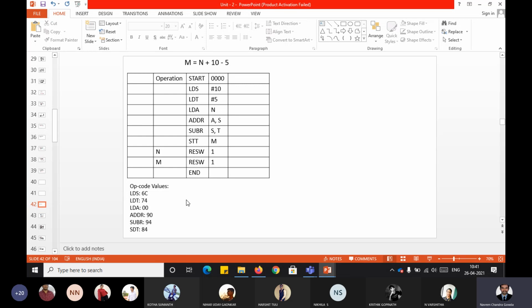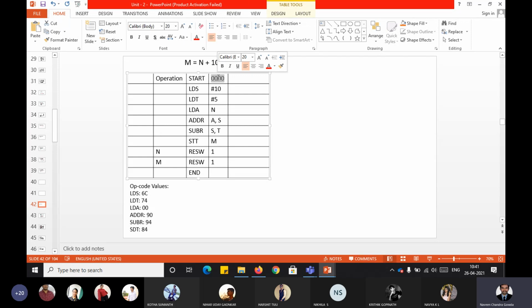Students, can anyone of you let me know what is the starting address for the program? 0000. Exactly, because whatever address is given with the START instruction, that itself acts as the starting address. So I'll take zeros itself as the starting address, and I'll start assigning from the next instruction.